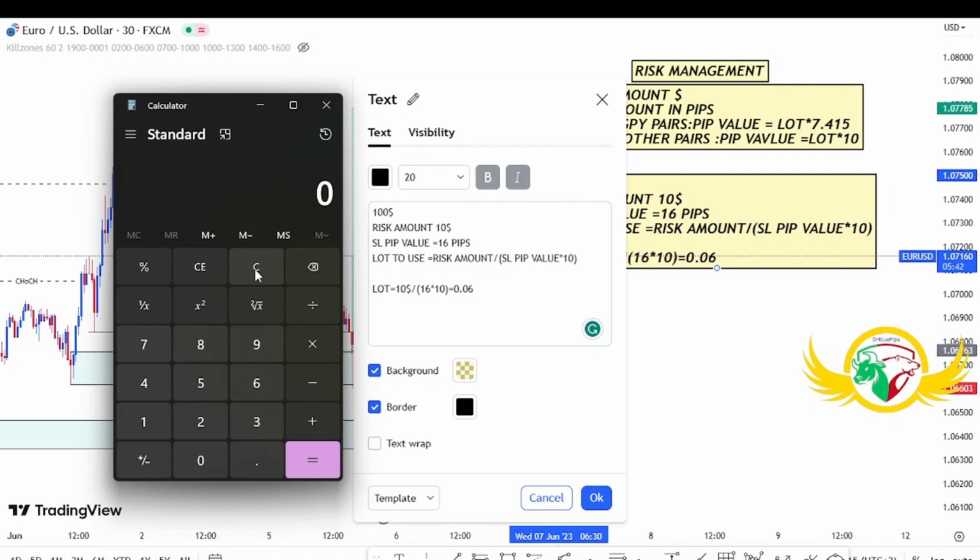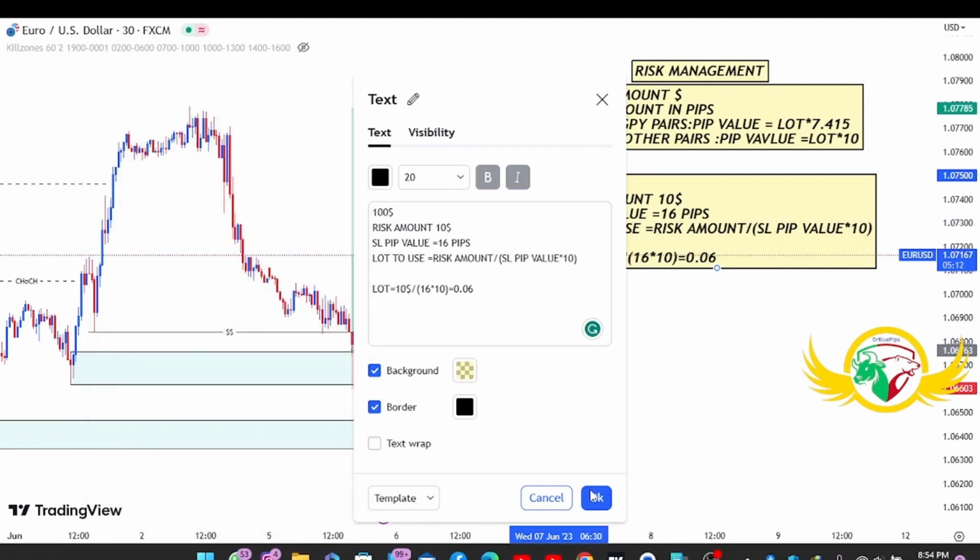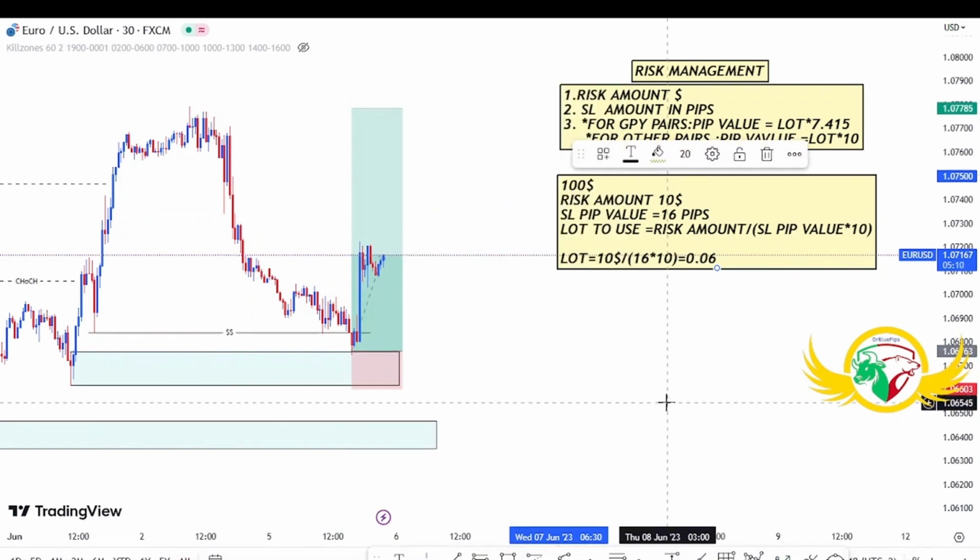So now we have decided to use 0.6 times 10 times 16. If the stop loss is hit, we are going to lose $9.6 because we have done rounding. It's not possible to use all these decimal numbers, so it's very clear.